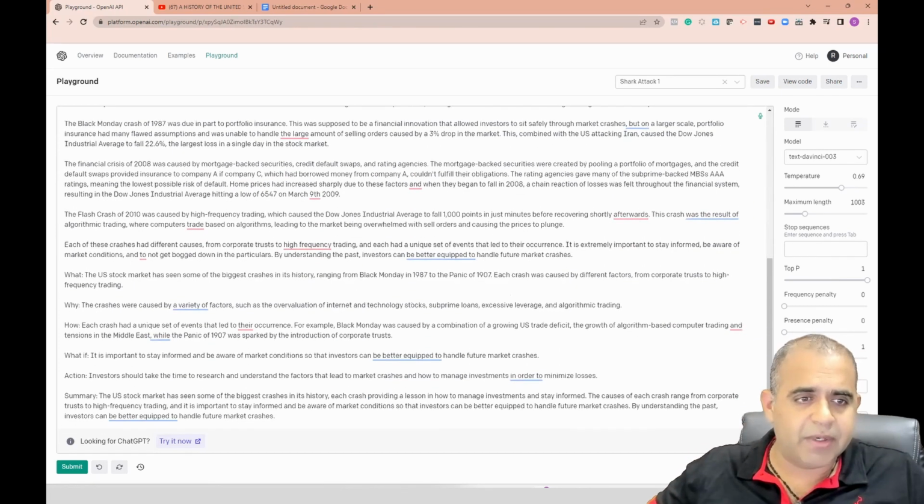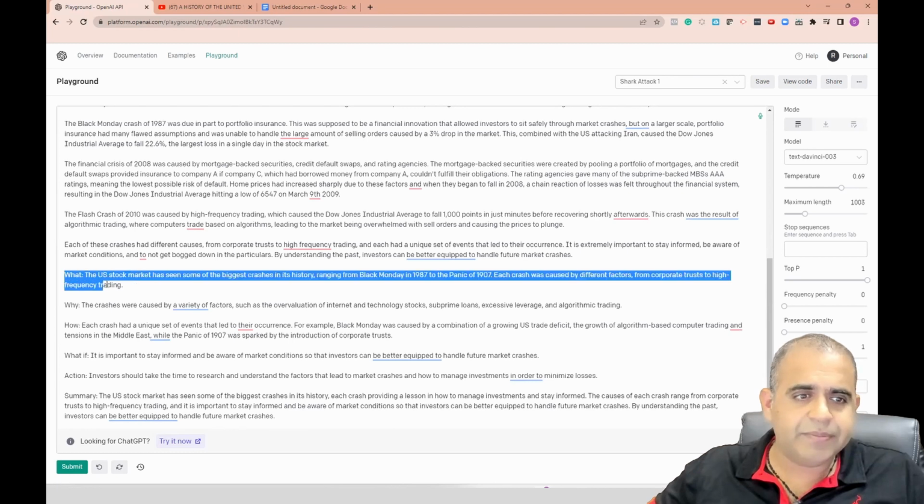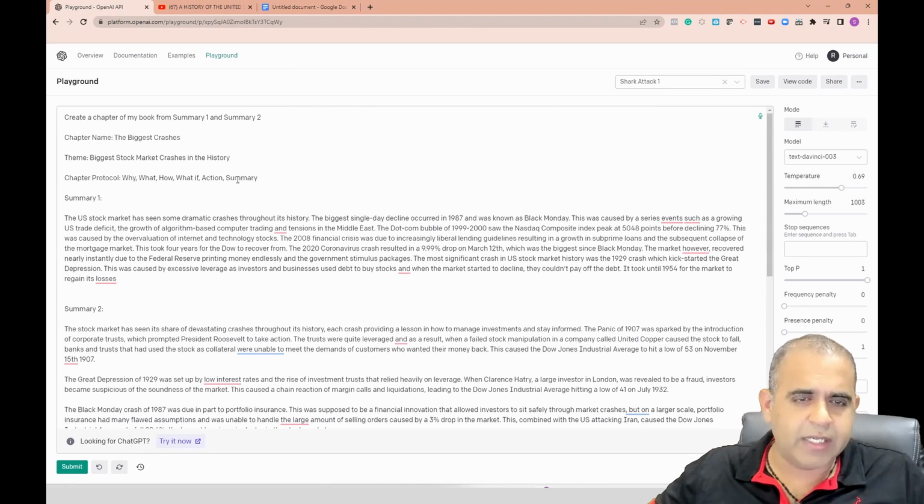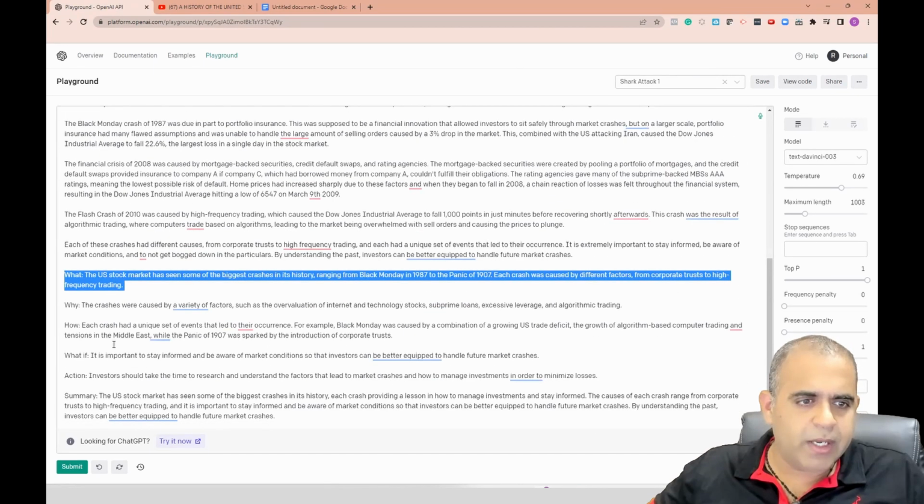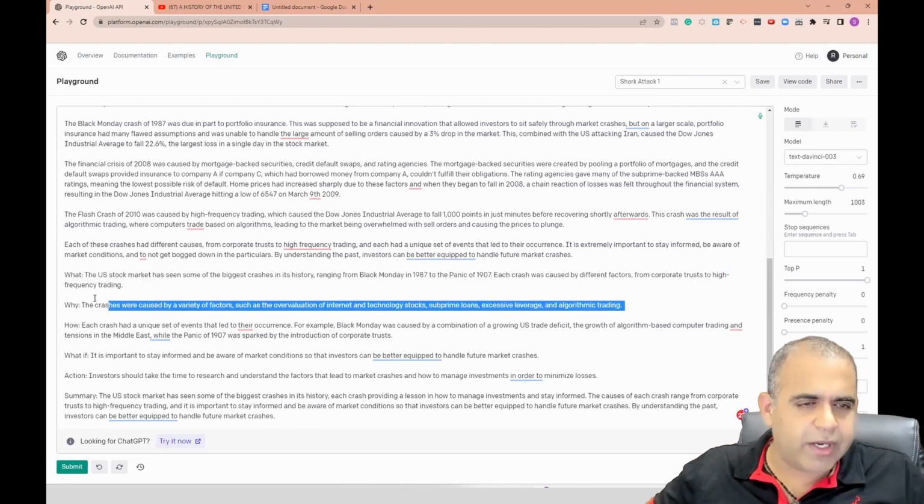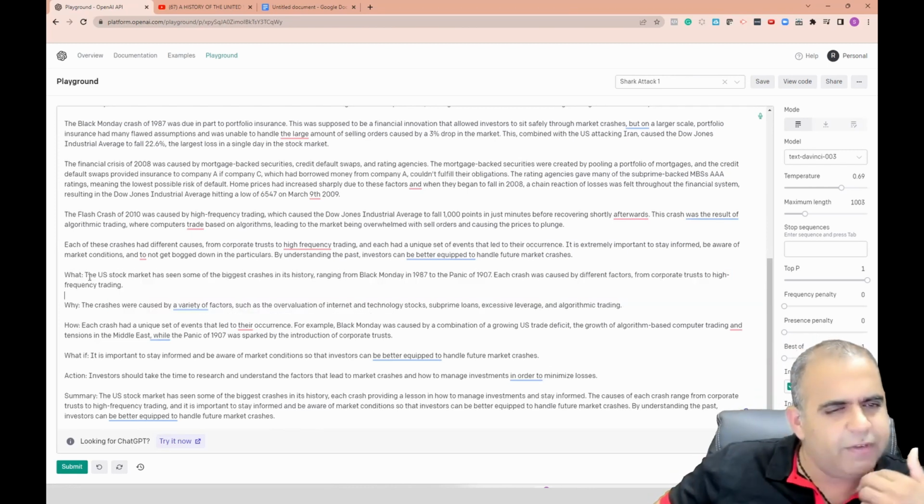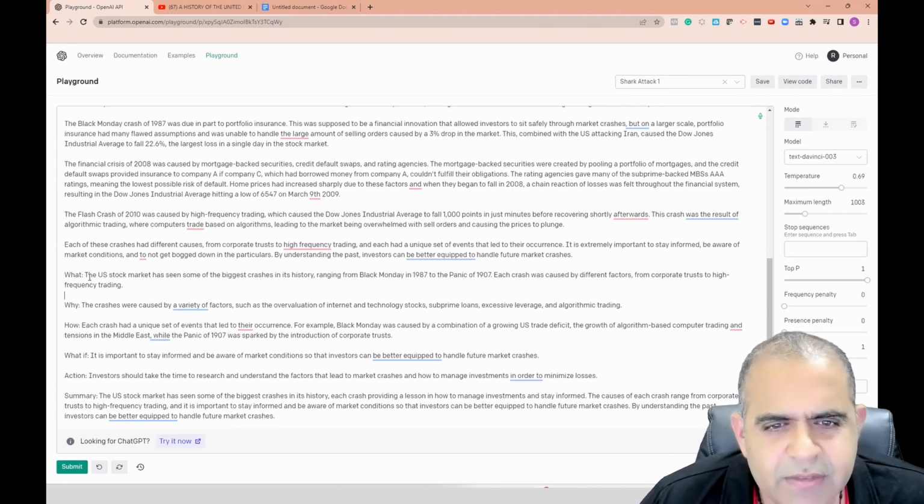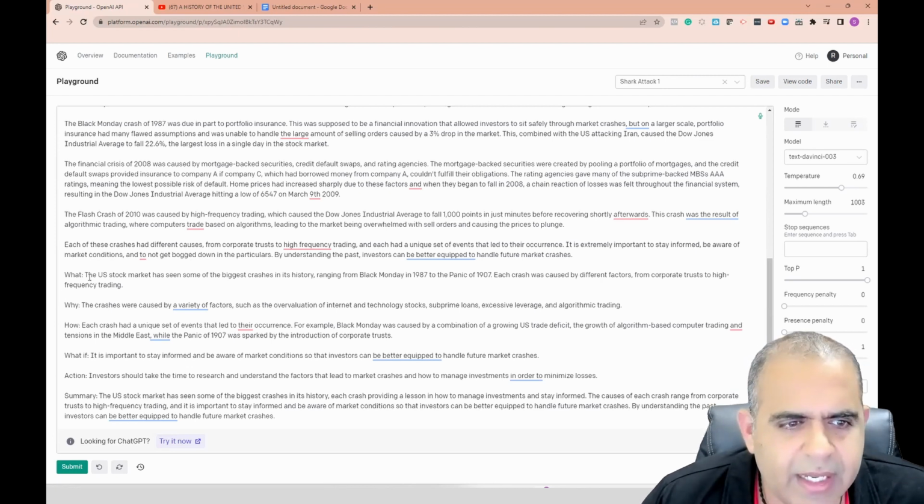So that's how you create a chapter. But the bottom line is it can understand the order in which you want to talk. I specifically asked for why, what, how, what if, action, summary, but it went for what, why, how, what if, action, summary. But it kind of got it, right? It kind of understood. So if you look at it, if it feels natural for you: the stock market has some of the biggest crashes in the history, ranging from Black Monday in 1987 to Panic 1907. Each crash was caused by different factors, from corporate trust to high frequency trading. The crashes were caused by a variety of factors, such as overvaluation of internet technology stocks, subprime loans, excessive leverage, algorithmic trading. Each crash had a unique set.